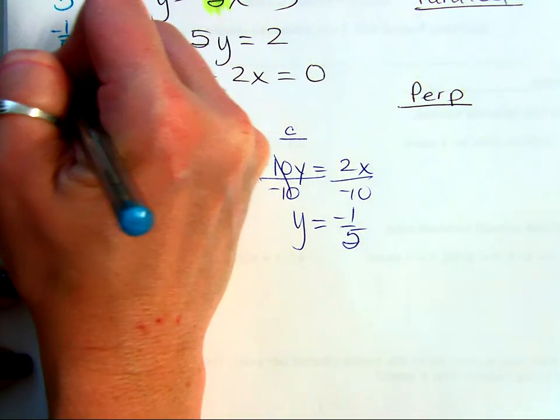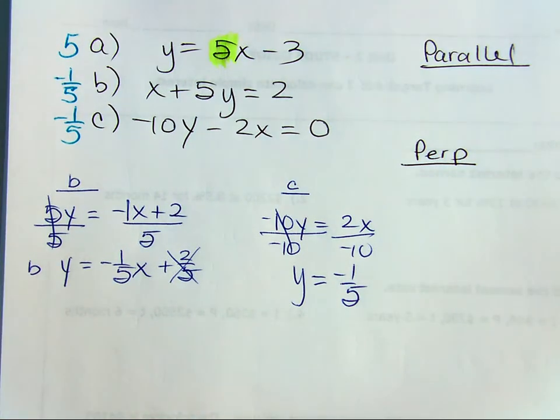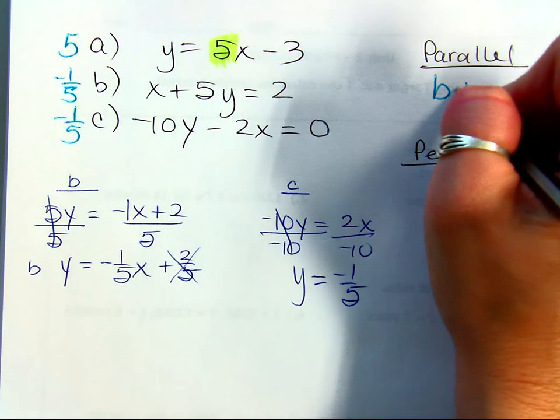Now I have to go over here and kind of tell which ones are what. So right off the bat, what's the easiest one? And which are they? B and C, right? So B and C is all you have to put under parallel.